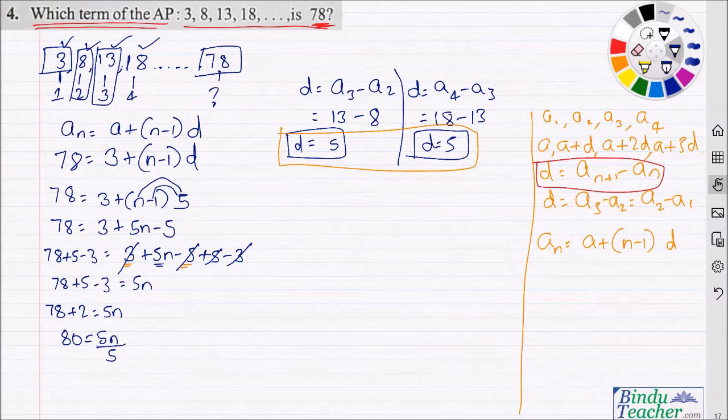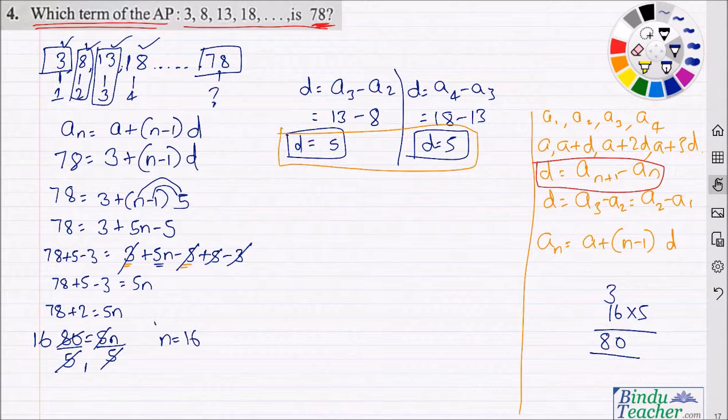Whatever we do on the right hand side, we will repeat on the left hand side. So 5 and 5 cancel out each other. We have 5 into 1 and 5 into 1 again. We have 3, so we have 16. Let me just be sure. 5 into 16 equal to 80. So we have 5 into 6 equal to 30. 5 into 1 equal to 5. 5 plus 3 equal to 8. So with this we can say n equal to 16. So the term of this arithmetic progression where the value is 78 is 16.